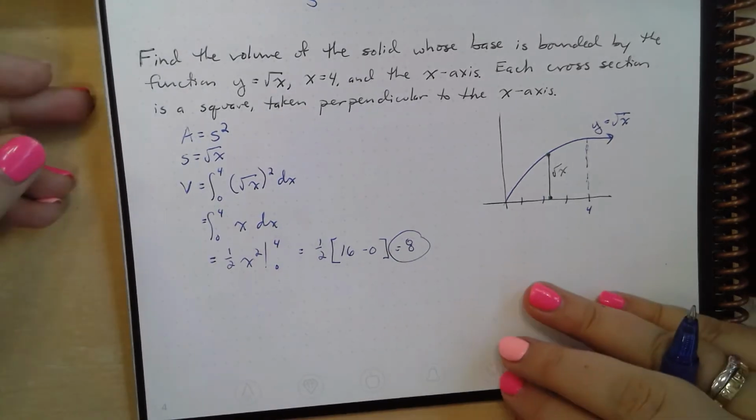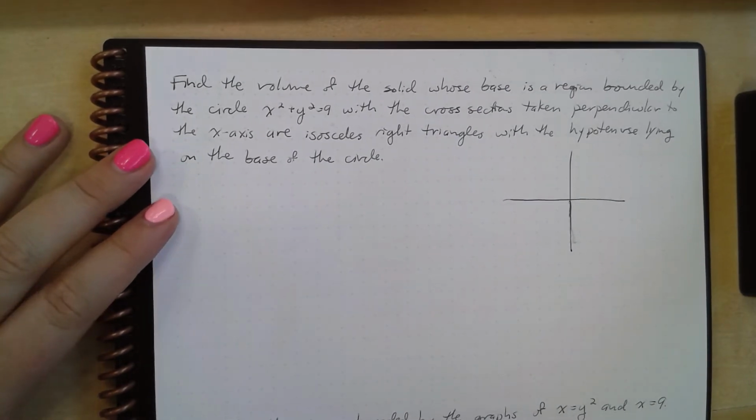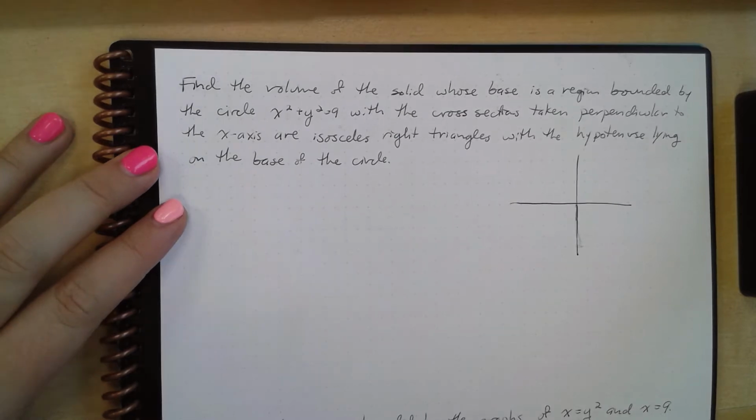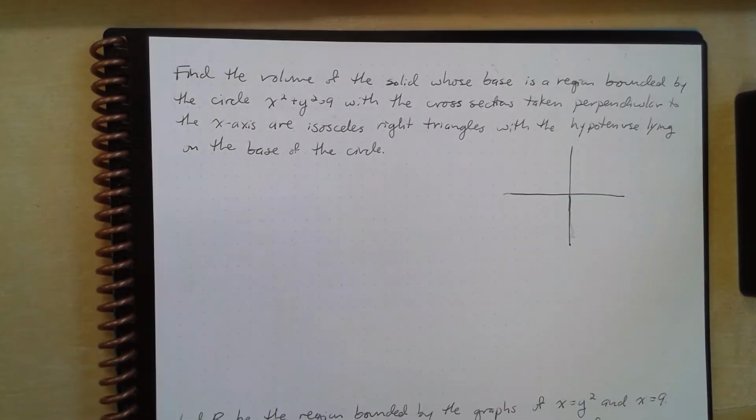Okay, let's do quite a few more examples. I want to make sure that we really understand this. It requires a lot of 3D thinking, so I think it's important to go through as many examples as possible. We want to find the volume of the solid whose base is a region bounded by the circle x squared plus y squared equals 9, with the cross sections taken perpendicular to the x-axis. They are isosceles right triangles with the hypotenuse lying at the base of the circle.